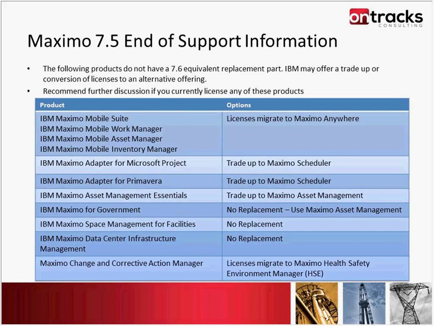Then we've got some other products, obviously the Asset Management Essentials, which is basically the simple version of Maximo that does not include everything. That one you may need to trade up to the regular Maximo Asset Management. We've got Government, Space Management for Facilities, Data Center Infrastructure Management, and then Change and Corrective Action Manager. So there are potentially some trade-ups you could do. Otherwise, it's recommended that you have a discussion to see what you could potentially do with those products.